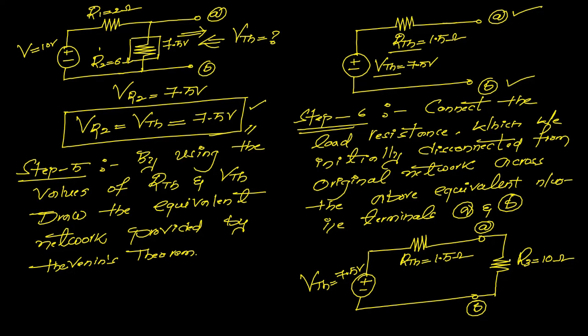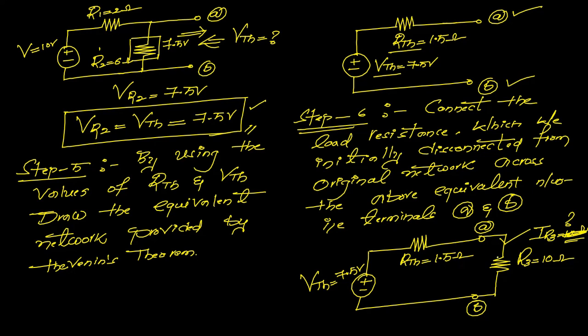Now after connecting this load resistance R3 equal to 10 ohms across terminals A and B, just observe what our target actually is. The current flowing through this particular 10 ohms we required, yes or no? So this particular IR3, the current flowing through R3, we required. Now see here, after connecting this load resistance across terminals A and B, this R3 is directly connected with RTH in series. In case of series, the current is same, and in case of parallel, the voltage is same.